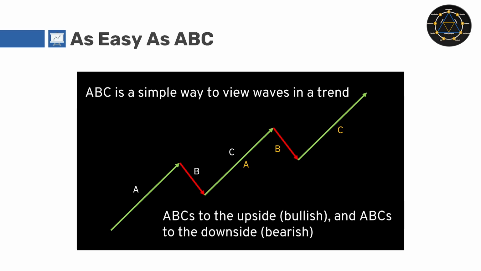So this is a very, very simple way of viewing those waves in the trend. And if you have the ABCs to the upside, such as here, that's bullish. And if you have ABCs to the downside, which we will look at, that would be bearish ABC movement, therefore a bearish trend.